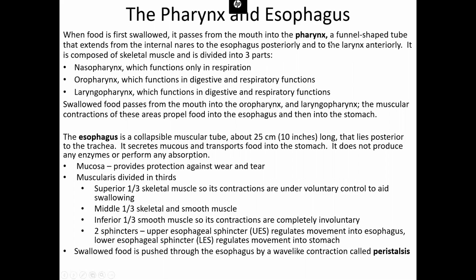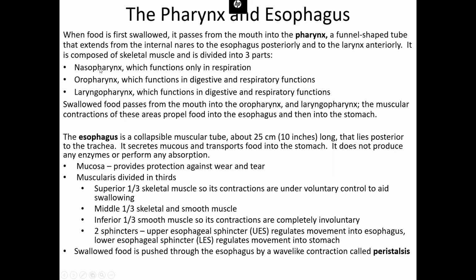It's actually a shared tube. We didn't really talk about it with our respiratory system, but it does function for respiration, for breathing, because it carries air from our nose and from our mouth to the larynx, but it also is what carries our food and drinks into the esophagus. Composed of skeletal muscle, which we should know by now is voluntarily controlled, and that's important because that's something we'll talk about regarding swallowing. 3 parts of the pharynx exist: a naso, an oro, and a laryngopharynx.